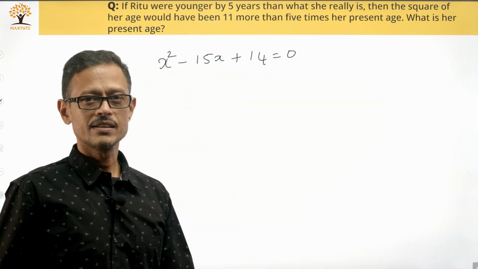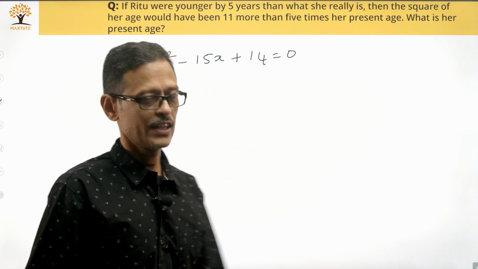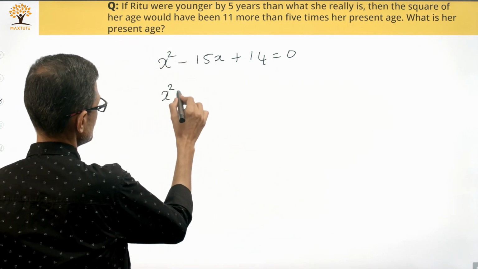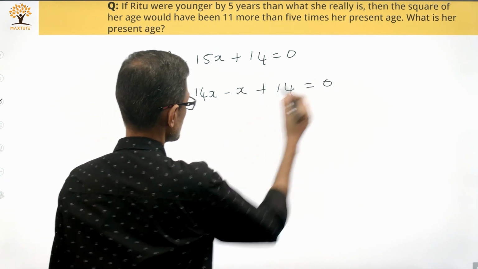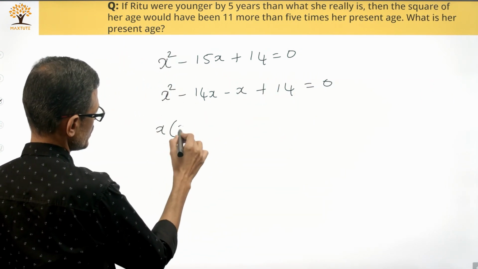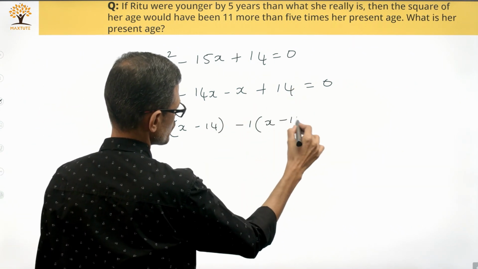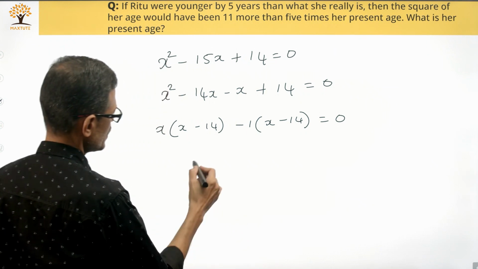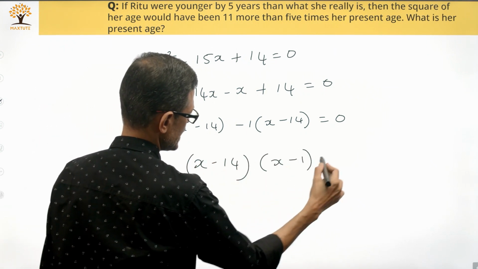Product is plus 14, sum is minus 15. So you can basically split this minus 15 as a minus 14 and a minus 1. So it's going to be X square minus 14X minus X plus 14 is equal to 0. X common from the first and second term, X minus 14, minus 1 common from the third and the fourth term, X minus 14 is equal to 0. So this would translate to X minus 14 times X minus 1 is equal to 0.